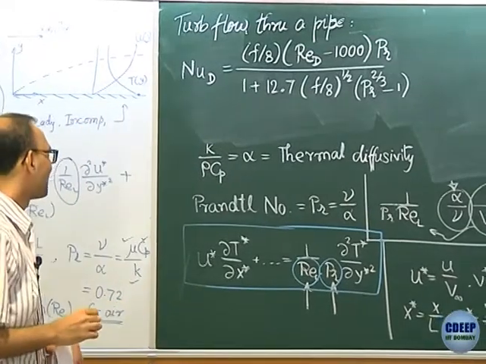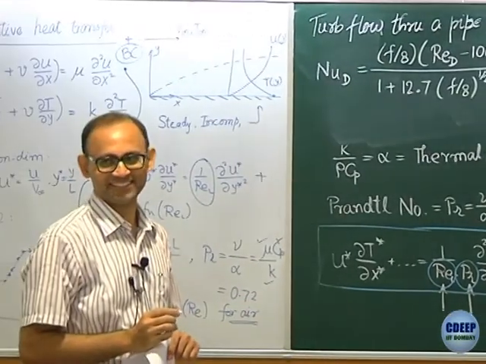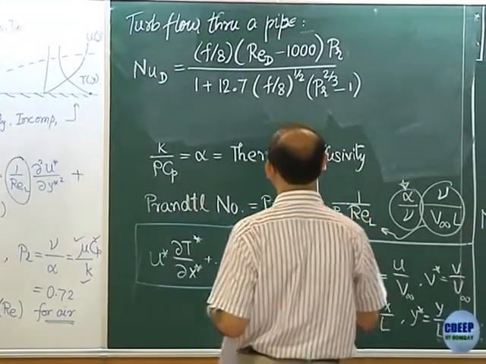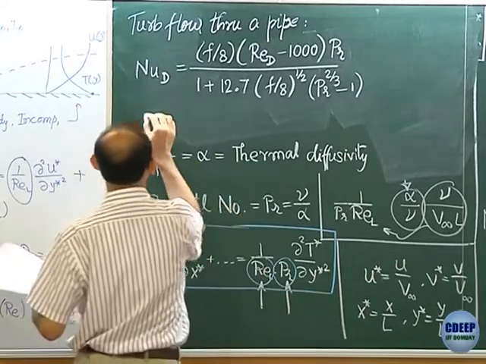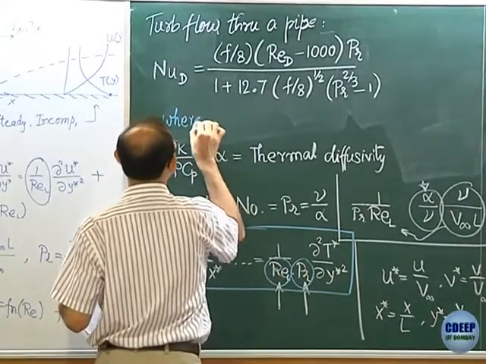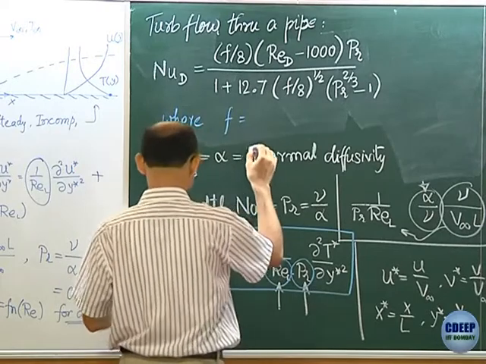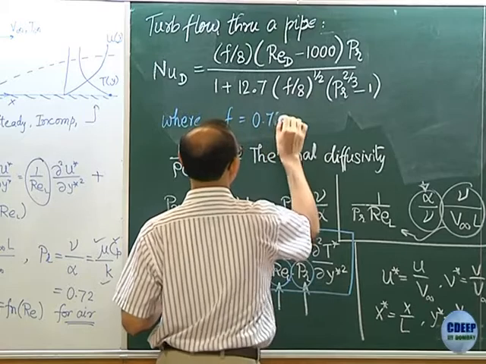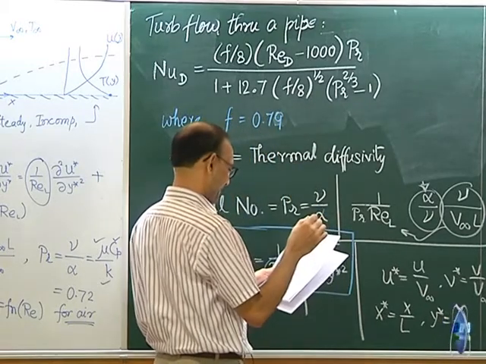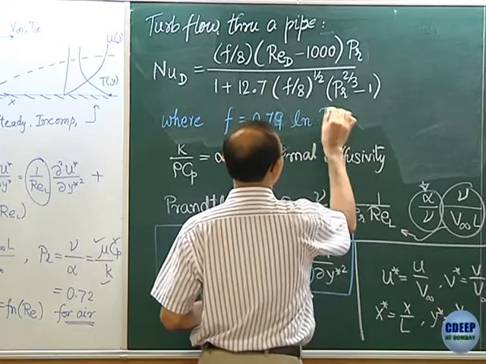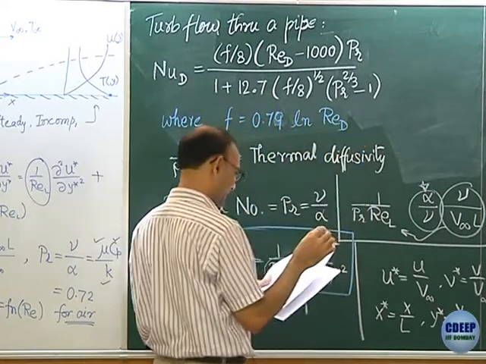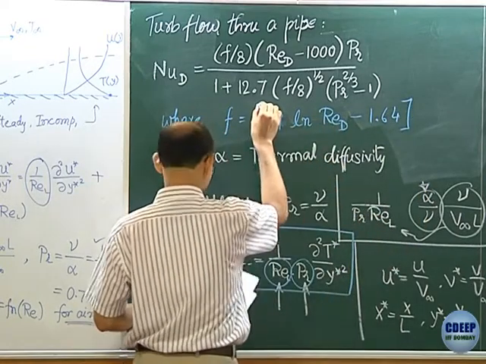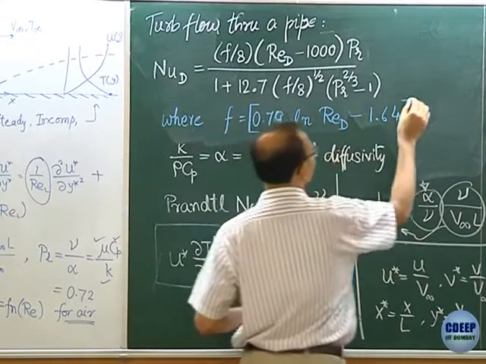So, this is the easier way than solving the full equations, if you want to take it, where f is still not the end, there is more to it: f equals (0.79 ln(Re_D) minus 1.64) to the power of minus 2.